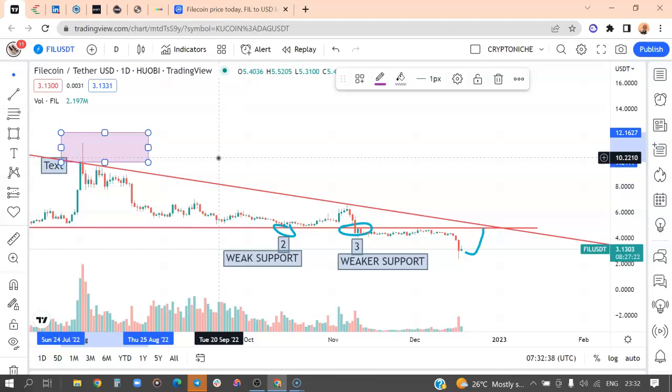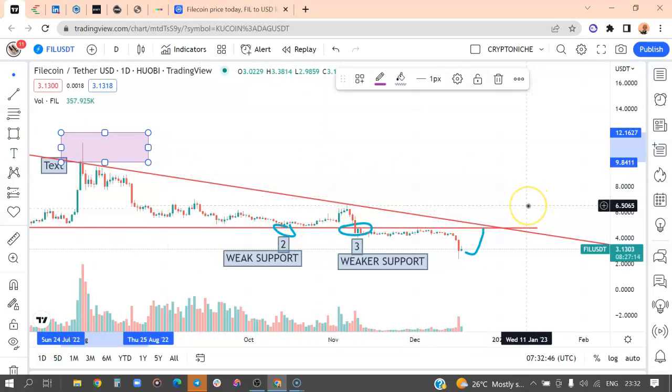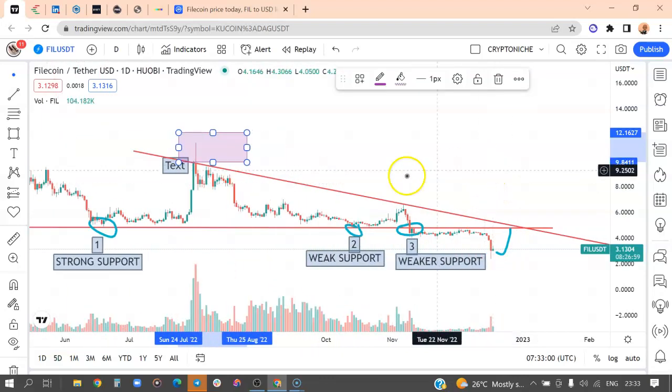That's why I always recommend that when you're shorting a volatile coin like Filecoin, you should make sure that you are using a reasonable leverage, because the higher your leverage is, the higher the chance that you are going to be tapped out easily. So you have to take note of this. All right, so let me recap now.